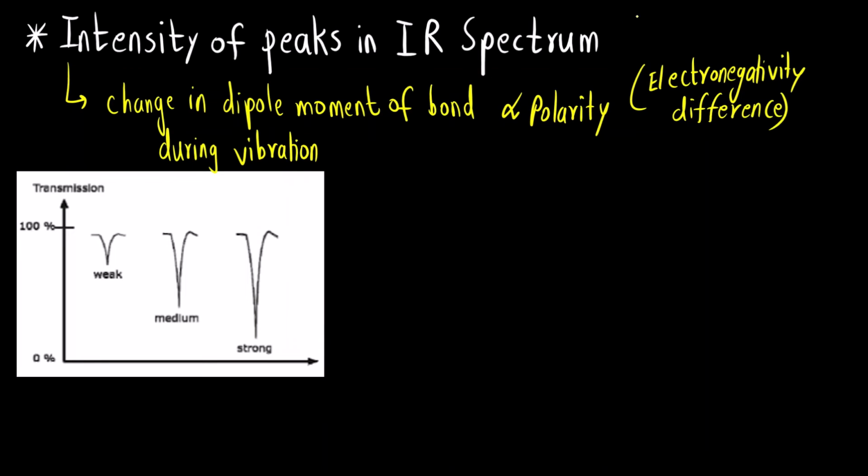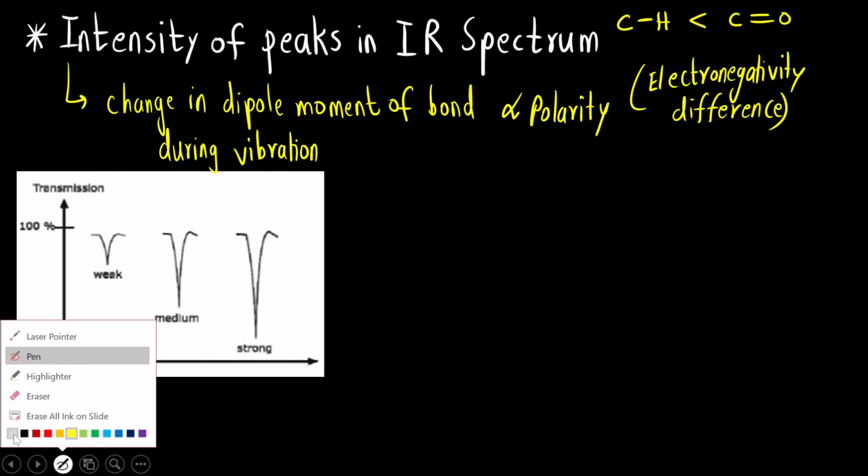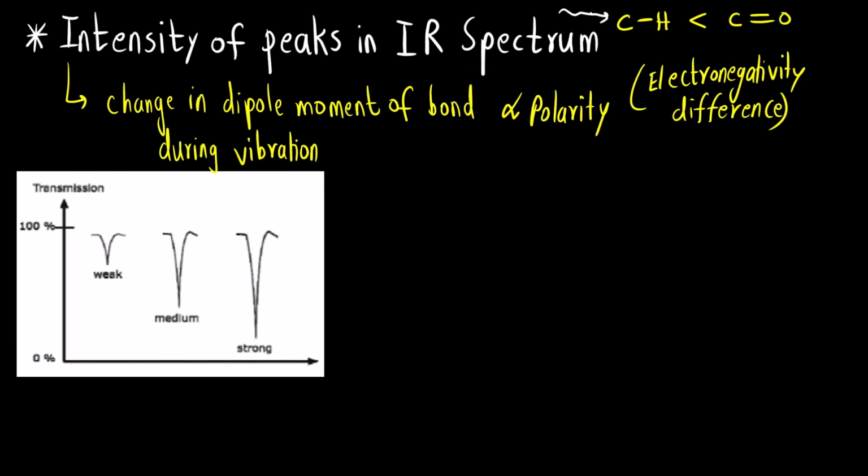Okay, so what is the meaning of that? Suppose I have one C-H bond, which we know is non-polar, or we can say it is very slightly polar. This is less polar as compared to, let's say, a carbonyl group. Suppose I incident infrared radiation here, there will be a very slight change in the bond length like this. Let's say we are doing stretching.